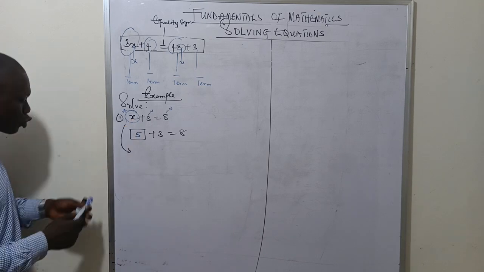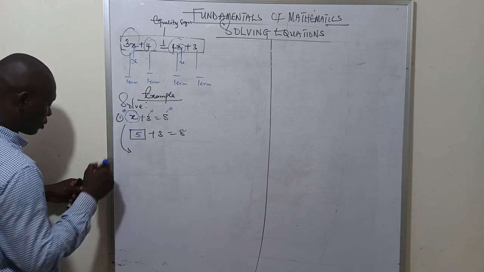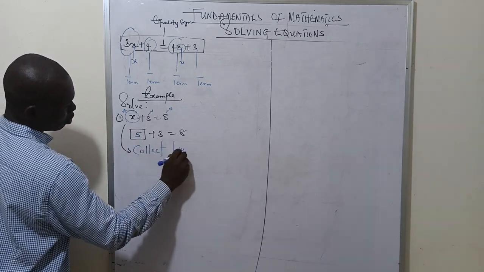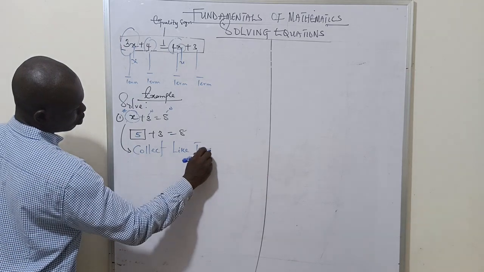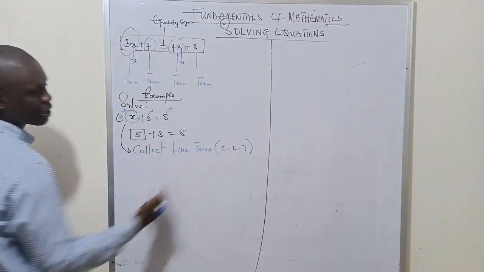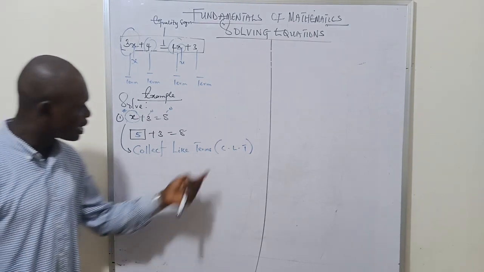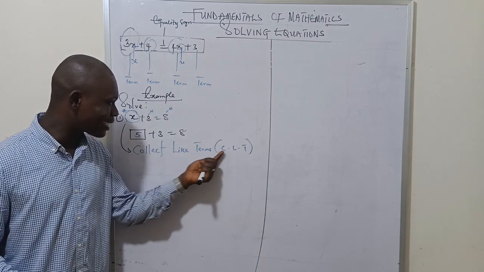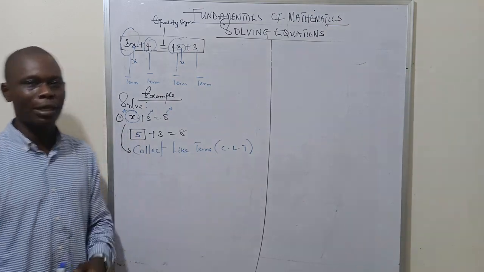So we need to do what is called collect like terms. Next time, I'm just going to be using the acronym CLT. Anytime you see CLT in any of my workings, it means collect like terms. Now, I need to collect the like terms.